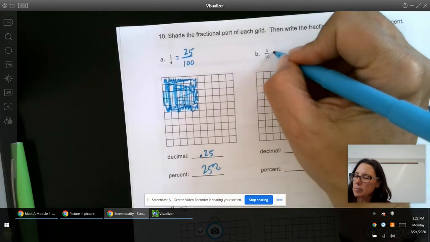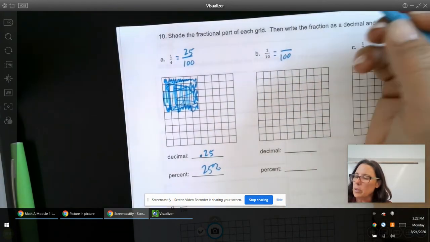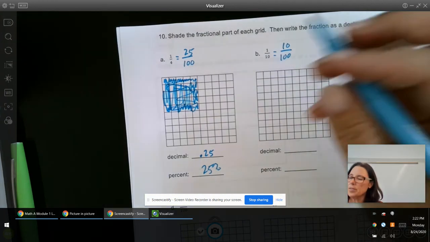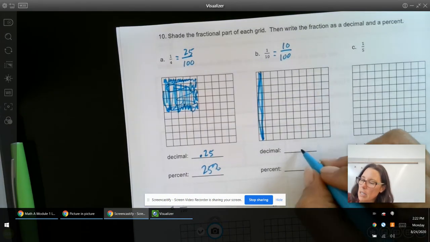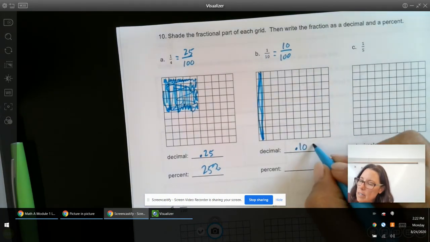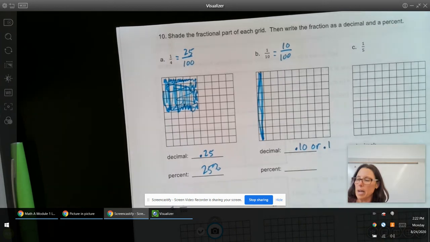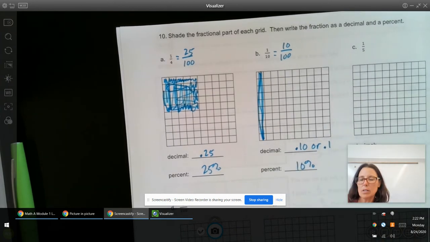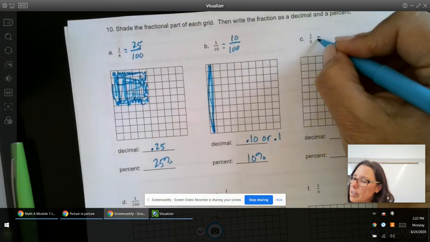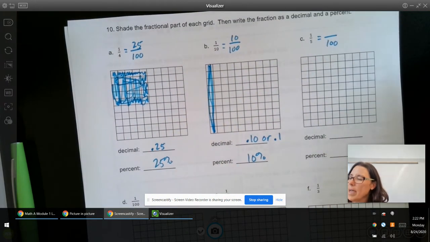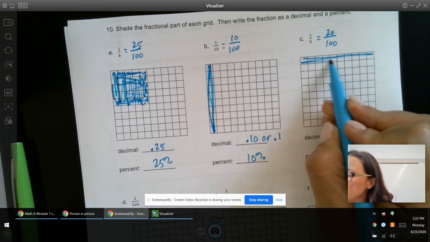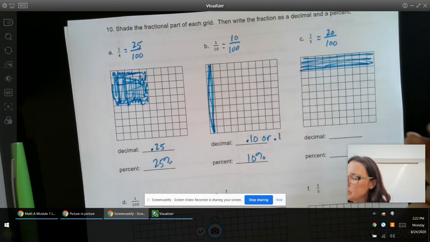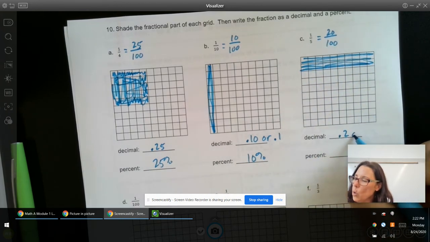Okay, 1/10. That would be 10 hundredths. There are 10 boxes shaded. You could either do that or you could do that. Doesn't matter. 10%. Okay, 1/5. That would need to be 20 hundredths. Let me go this way this time. There's 10, there's 20. That would be 0.2 or 0.20. Same thing, 20%.